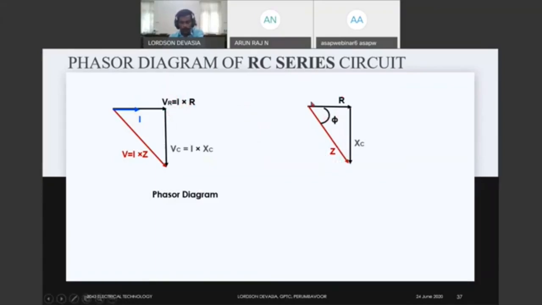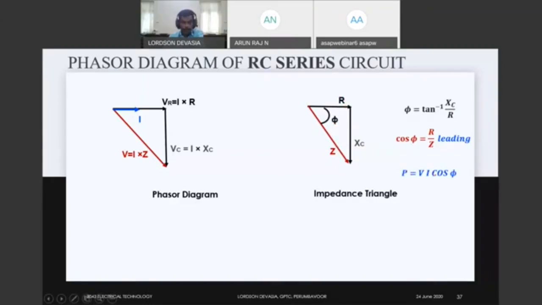So this is the resistance, capacitive reactance, and this is the impedance, and this is known as the impedance triangle. The tan phi is equal to opposite side by adjacent side. So tan phi is equal to Xc divided by R, so phi is equal to tan inverse Xc by R. Cos phi is equal to adjacent side by hypotenuse, this is equal to R by Z, and power factor is equal to VI cos phi.